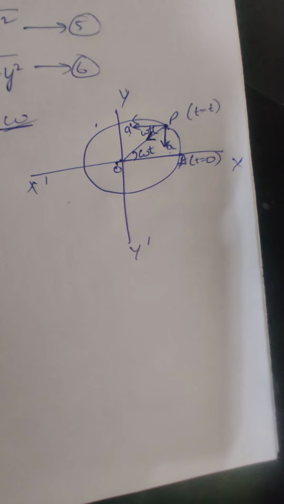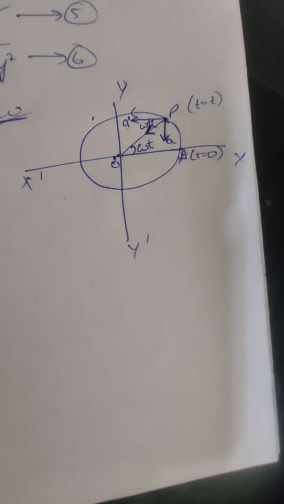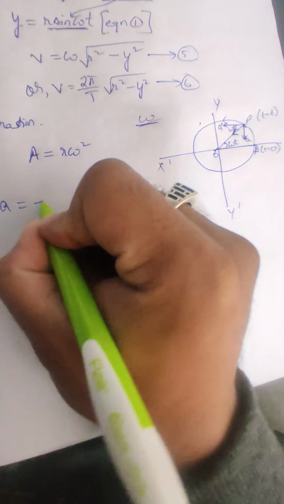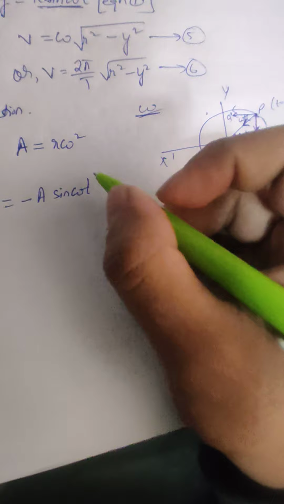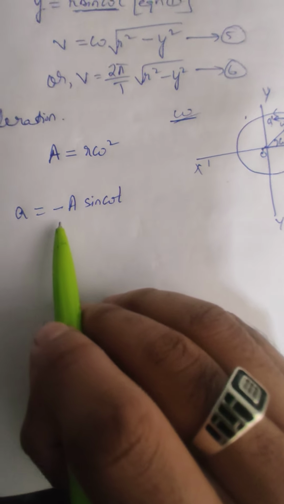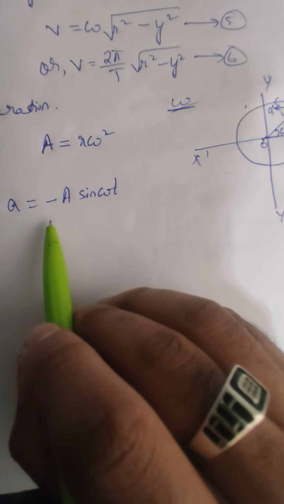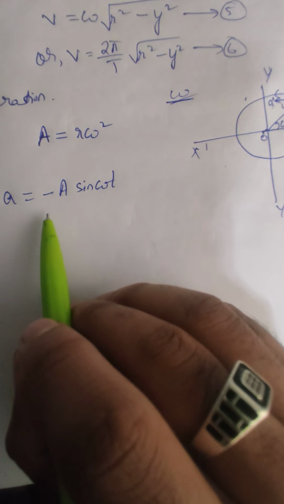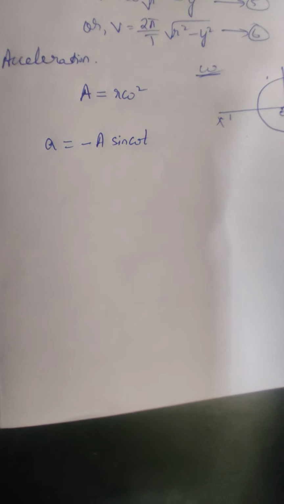So if we resolve along the y-axis, then the acceleration is given by minus A sine omega t. And why do we have the negative sign? It only represents the direction, since it is the inward direction. A minus sign does not mean that it will be less than 0. Even if we didn't put the negative sign, the answer will still be the same.